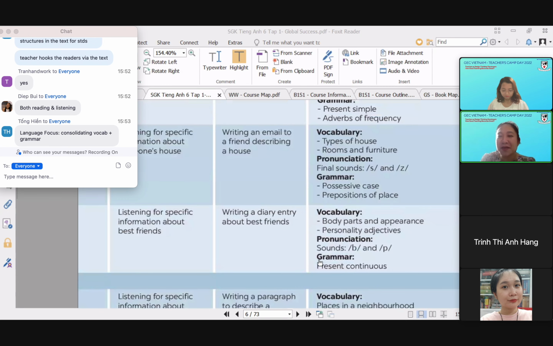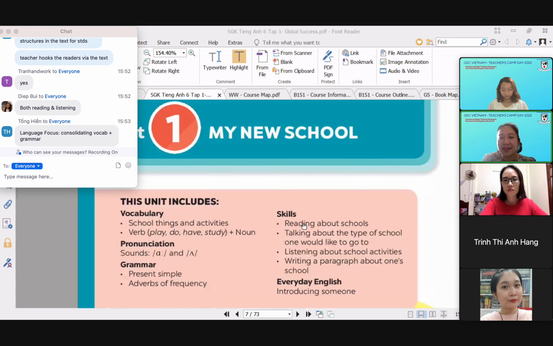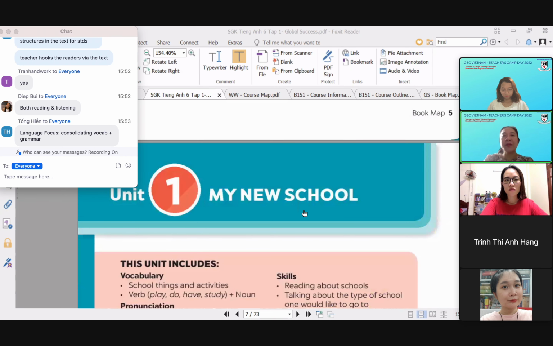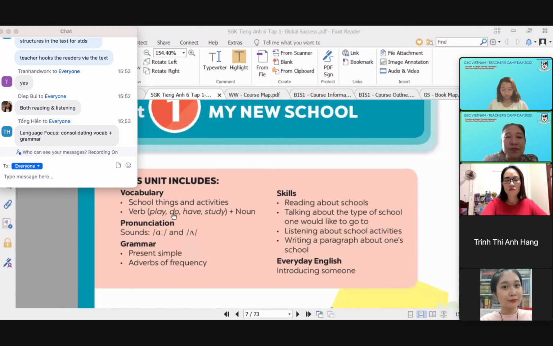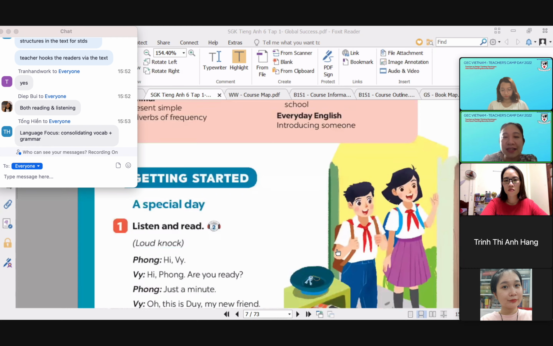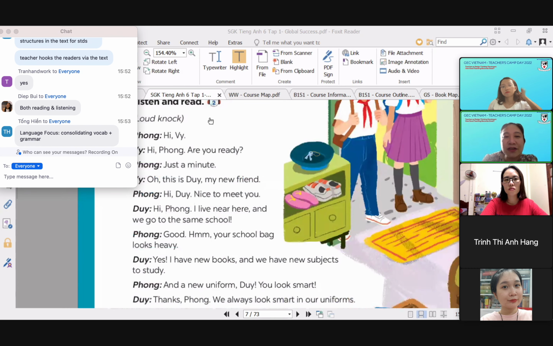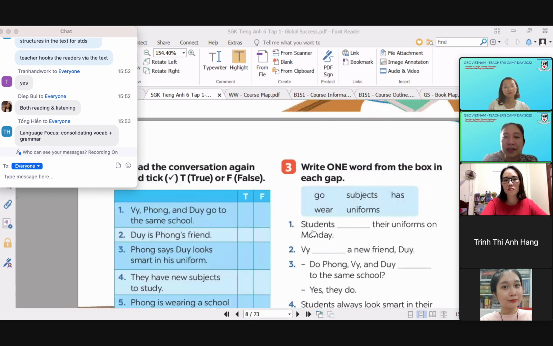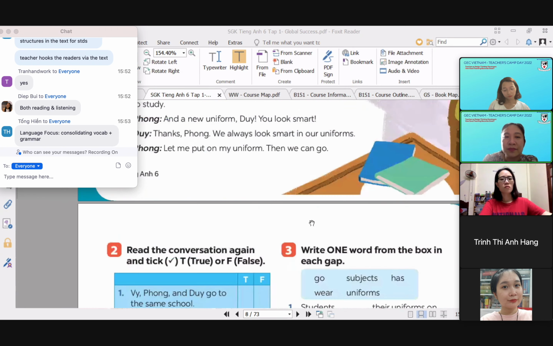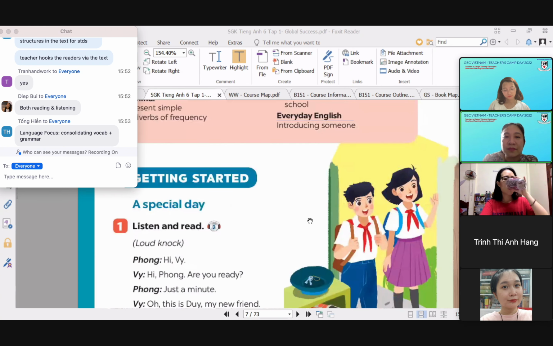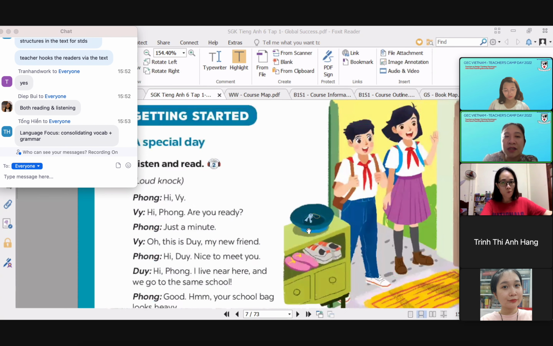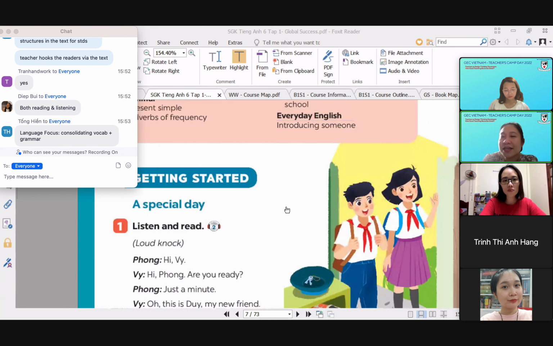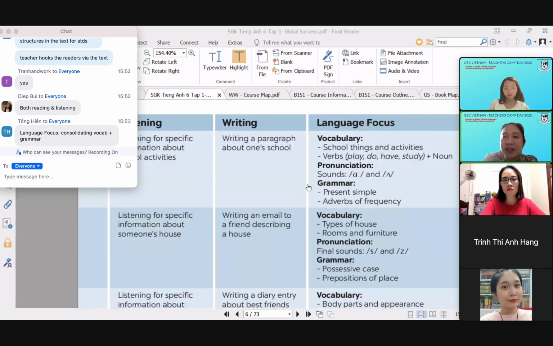Here it's just the syllabus, the draft syllabus, okay? Let's see. My new school. This includes vocabulary, pronunciation, grammar, skills, and everyday English, like this, okay? Getting started. Listen and read. Read. So it's reading. So you see, that is a lesson. How the lesson is designed from the syllabus, you see that.